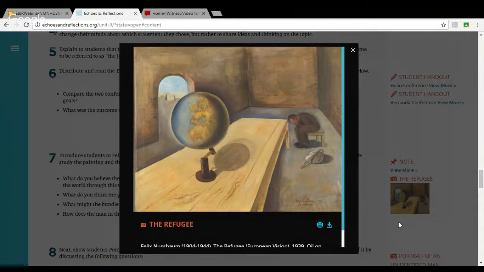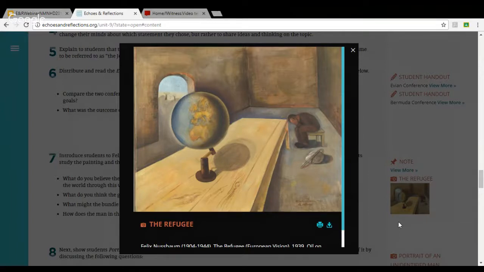And so this particular image illustrates the refugee conflict and the failure to reach a compromise and its impact on this individual artist. Nussbaum himself is unable to leave. He is actually in Western Europe in hiding and then ultimately ends up perishing as a victim of the Holocaust after he is exposed. And so again, a very personal connection to what can happen when a conflict is not resolved, when a compromise for individuals such as Nussbaum is not reached.